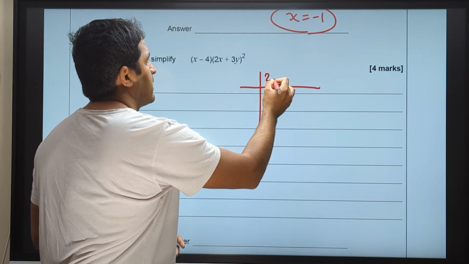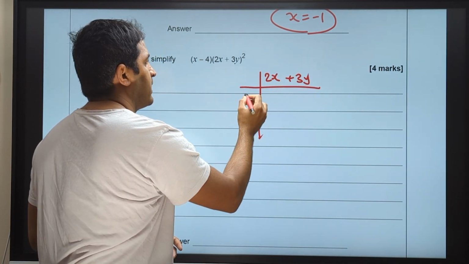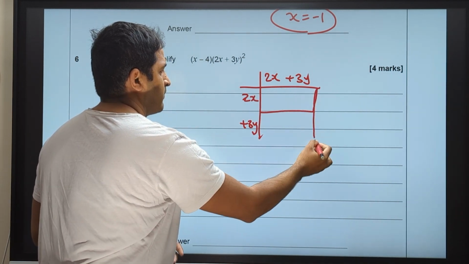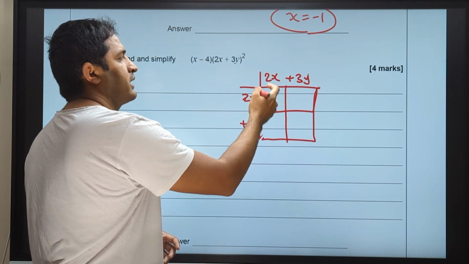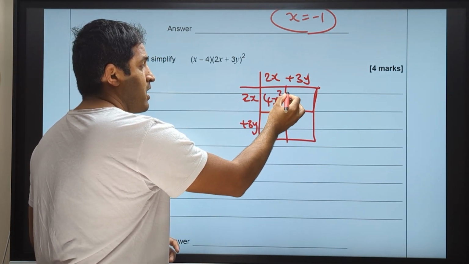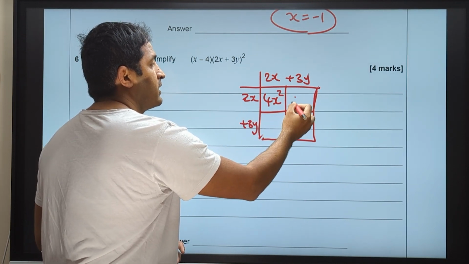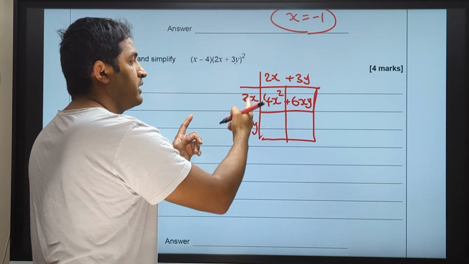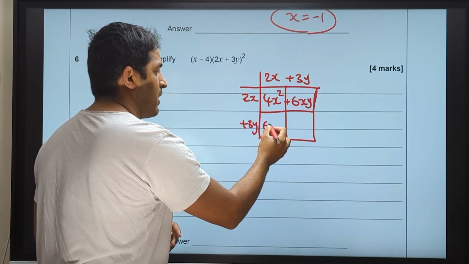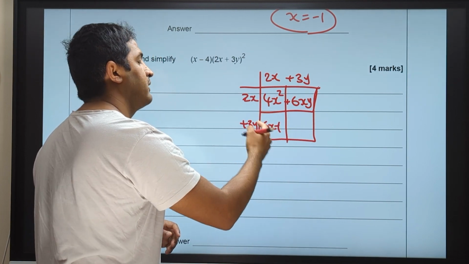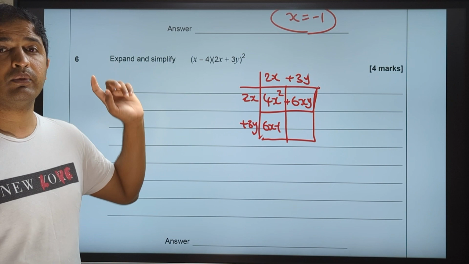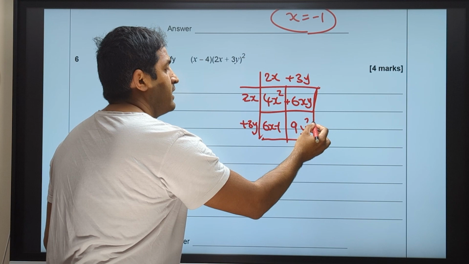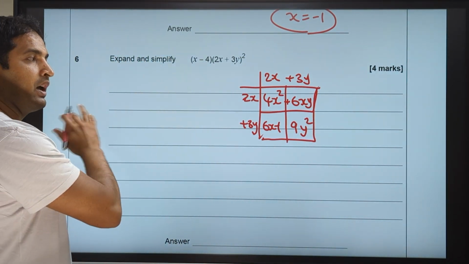So we got 2x plus 3y, and then we go again 2x plus 3y. Now 2x times 2x gives you 4x squared. 2x times 3y gives you 6xy, since 2 times 3 is 6, and it's positive. Everything's positive here, by the way. That's also 6xy. There's no negative sign, so 6xy and 6xy gives you 12xy, and 3y times 3y gives you 9y squared. So we can write that down in its simplest form.